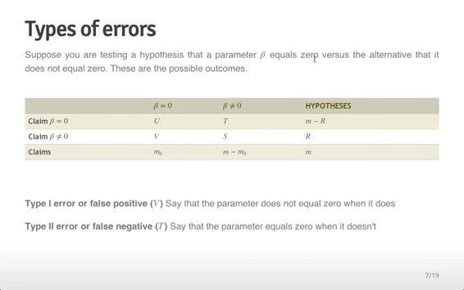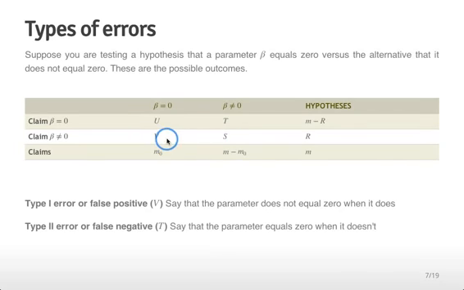When you're performing a hypothesis test, this is the table of the possible outcomes that could happen. In each row, you have a particular claim that you might make, whether beta is equal to 0 or beta is not equal to 0. And in each column, you have the true state of the world, where beta is equal to 0 or beta is not equal to 0. So if you perform lots of hypothesis tests, all the times when you say beta is equal to 0 and beta actually is equal to 0 fall into this cell, and all the times when you say beta is not equal to 0 and it really is not equal to 0 fall into this cell. So then there are two types of errors that you might make.